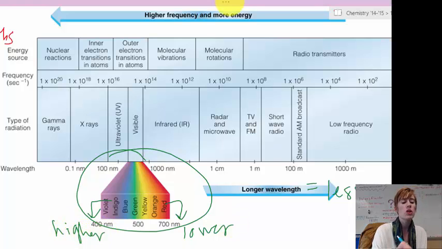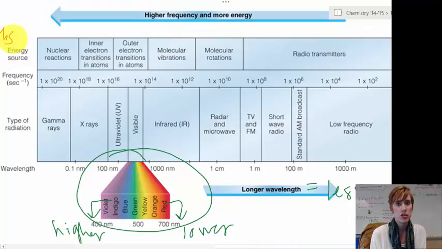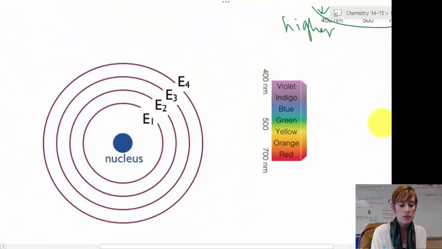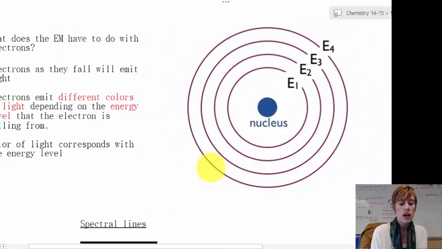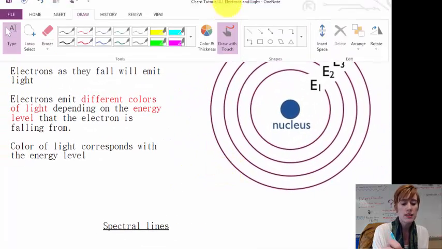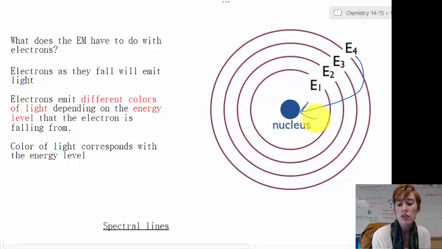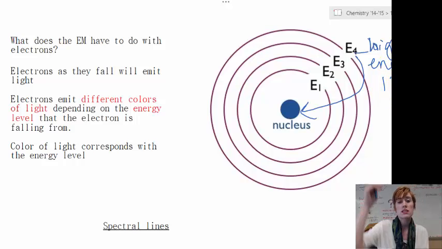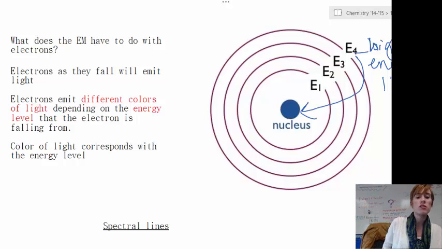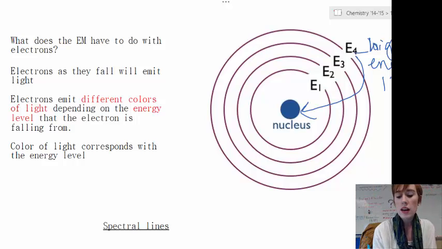Okay, so what in the world does any of this have to do with electrons and their energy levels? Well, remember how I told you that when electrons fall, they emit light? That's really important because if an electron falls from a higher energy level, guess what? It's going to release higher energy light, right? Because it's at a higher energy level, and so it's falling down, it releases more energy than an electron falling down from a low energy level.